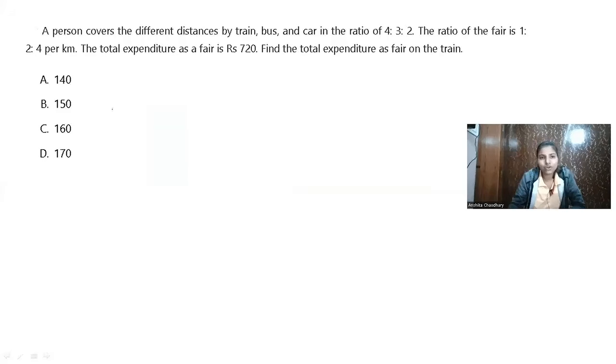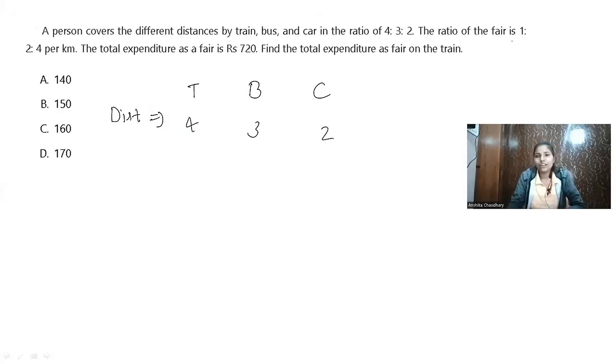So, what is the ratio of distance? I am writing here distance ratio, and from train I am taking as T, bus I am taking as B, and car I am taking as C. And what is the ratio here? 4, 3, and 2. Right.